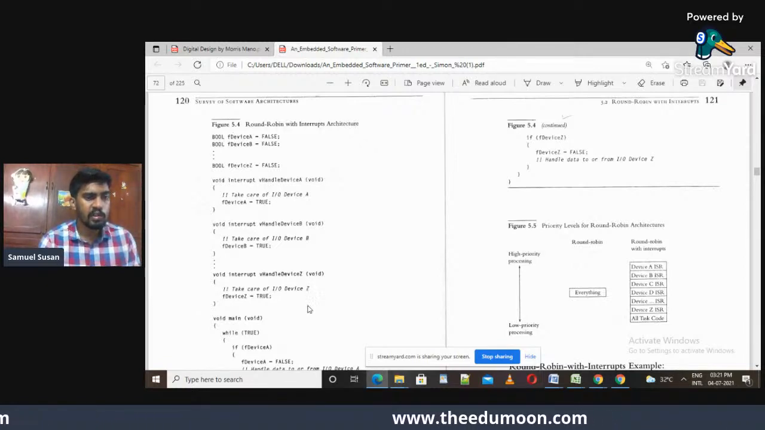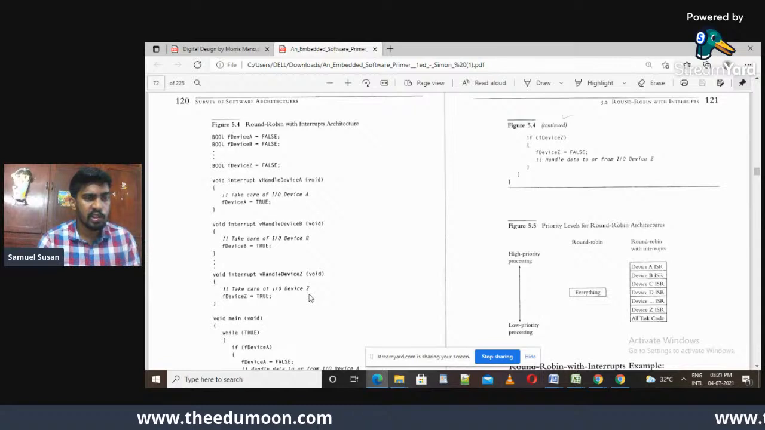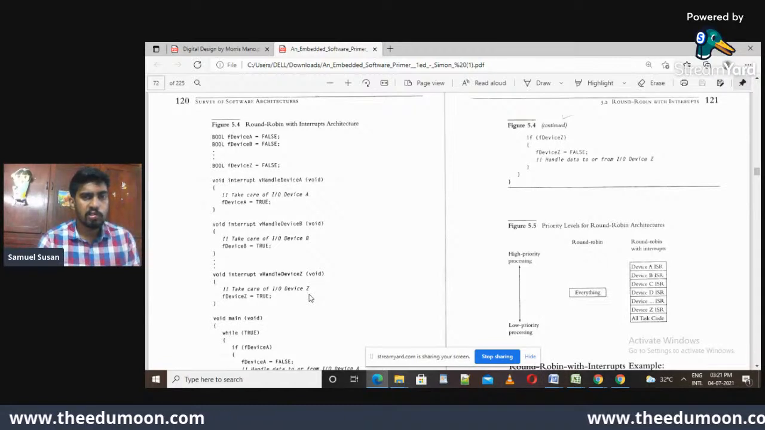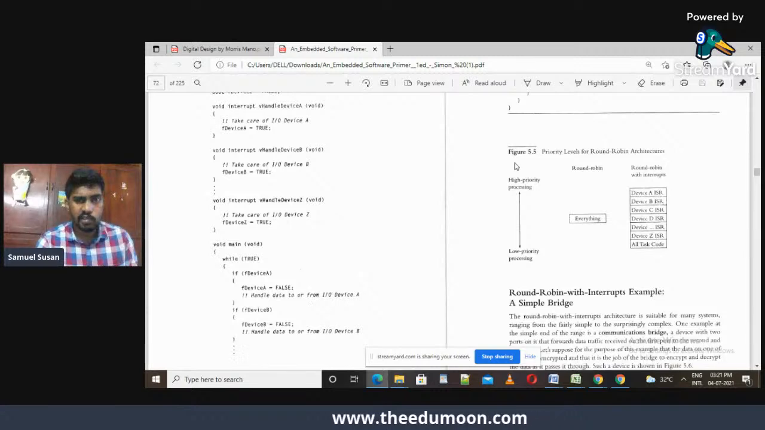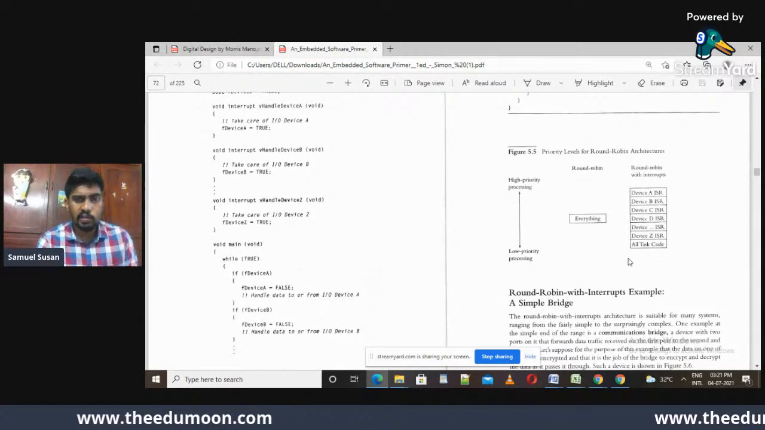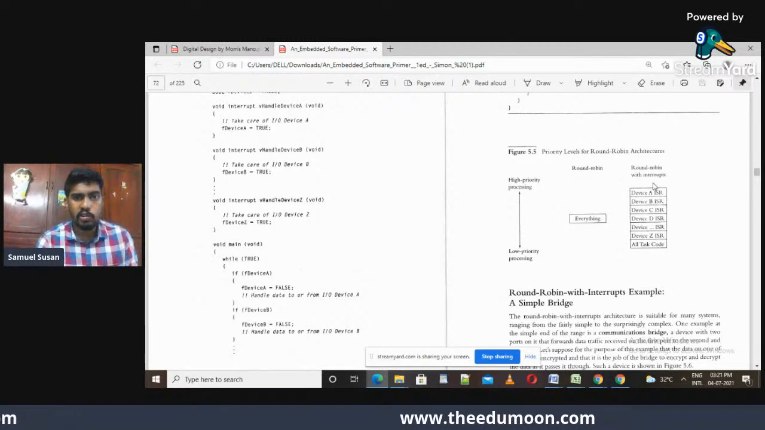So whenever the interrupt is there, the device will set its flag value to true, so that it gets executed. You can see in this small diagram, which shows the differentiation between round robin and round robin with interrupts.